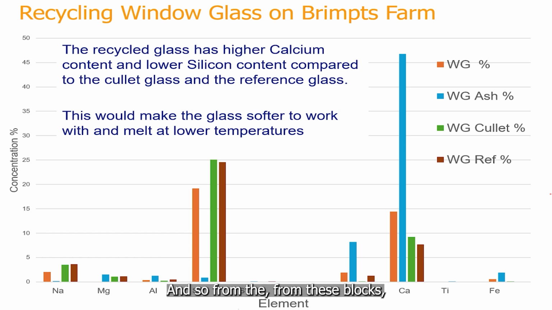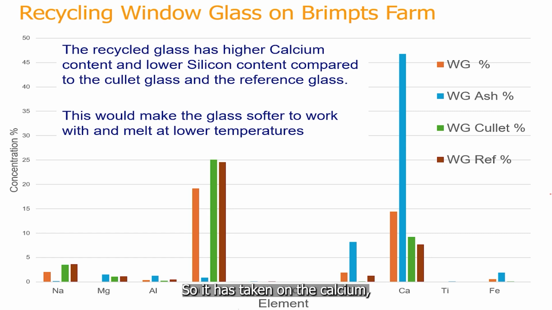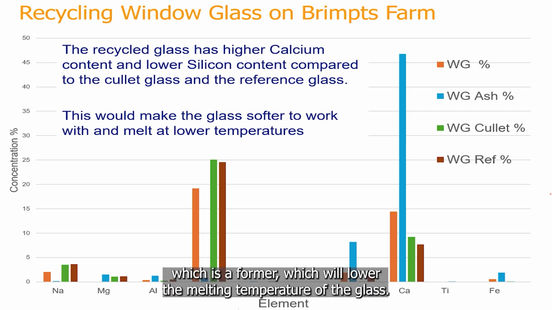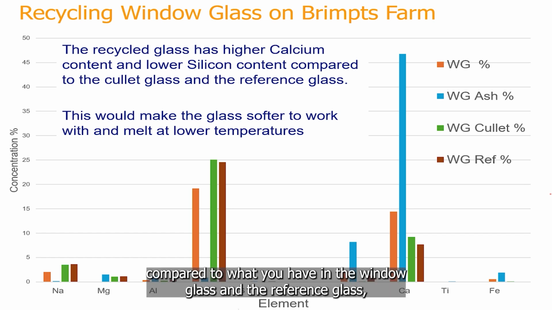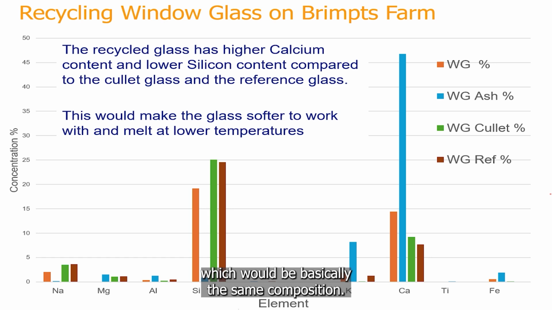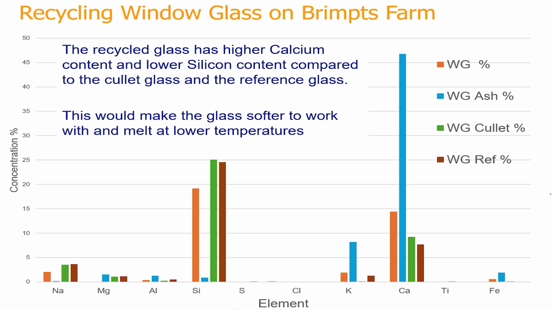And so from these plots, you can see that the calcium is very high in the ash, and it is now higher in the Wonder Glass. So it has taken on the calcium, which is a former, which will lower the melting temperature of the glass. So that's really good. We can see that the silicon is there, but it's not too high compared to what you have in the window glass and the reference glass, which would be basically the same composition. So that would lower the melting temperature, which means that you can work it.